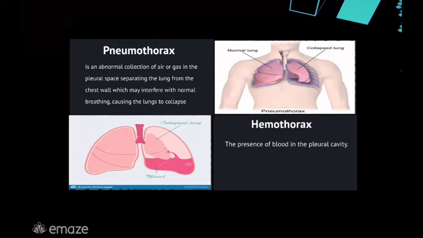Hemothorax follows the same concept as pleural effusion and pneumothorax: in pleural effusion, fluid leaks into the pleura, if it's air, it's pneumothorax, and if it's blood, it's hemothorax. Its complications could be cyanosis and hypotension due to loss of blood, and the accumulation of pleural blood forms a stable clot.